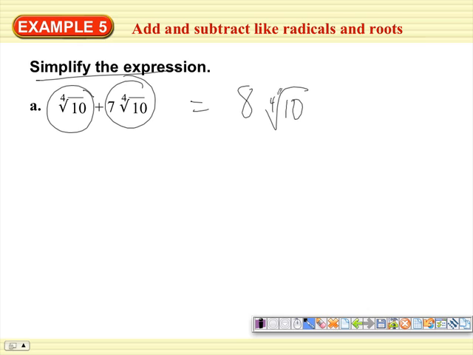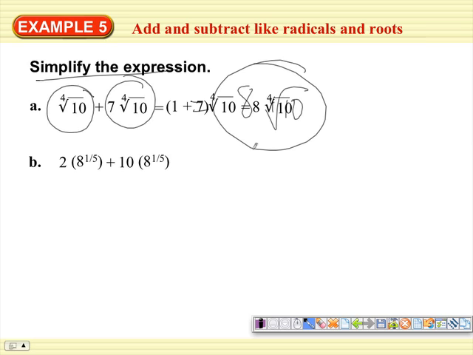Now, can we simplify the 4th root of 10? Is there any 4th root within 10? No, sir. 10 is just 2 times 5. So, should we rationalize? No. Why? Because it's not a fraction. I'll get people who will try to multiply by stuff. It's not a fraction. It's not in the denominator. Okay? It's done. That's all you can do. Okay, next one. 2 times 8 to the 1/5 plus 10 times 8 to the 1/5.